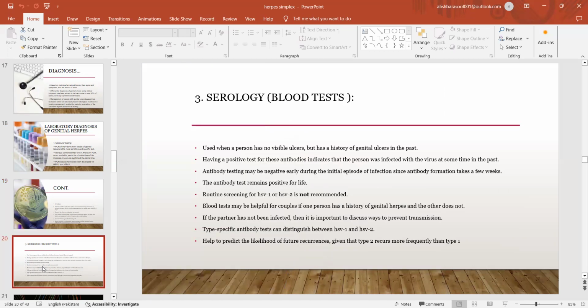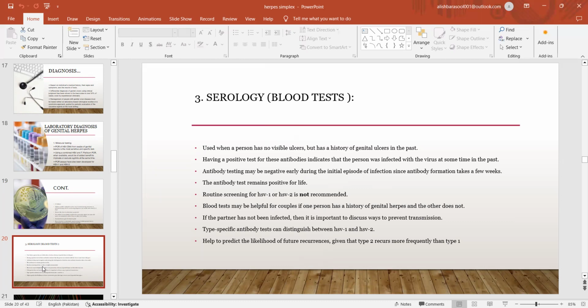Serology: blood tests are used when a person has no visible ulcers but has a history of genital ulcers in the past. Having a positive test for these antibodies indicates that the person was infected with the virus at some time in the past. Antibody testing may be negative early during the initial episode of infection since antibody formation takes a few weeks. The antibody test remains positive for life. Routine screening for herpes simplex virus 1 or 2 is not recommended.